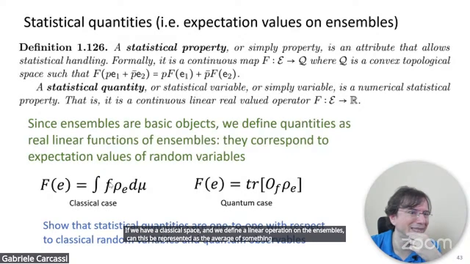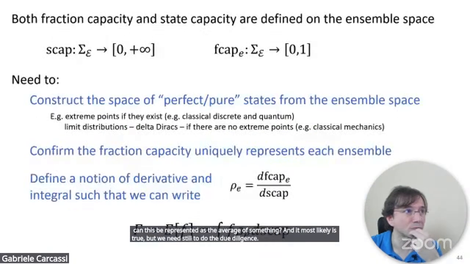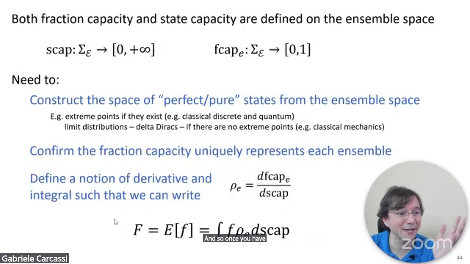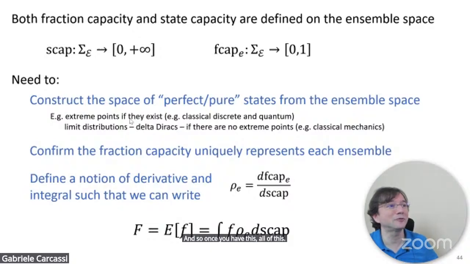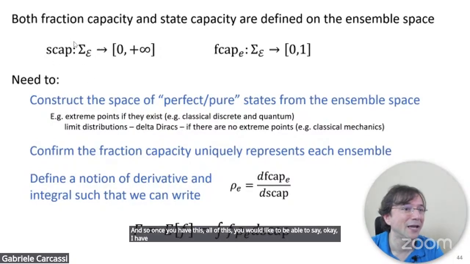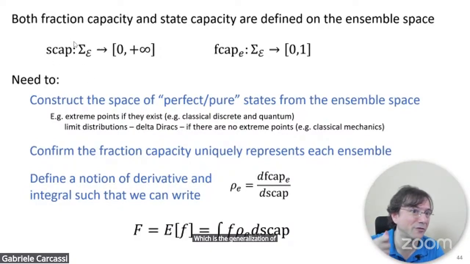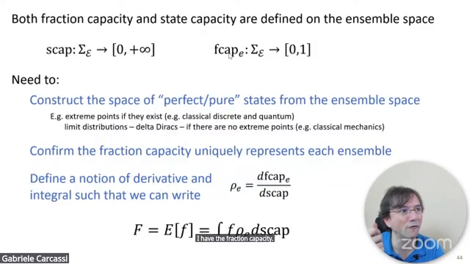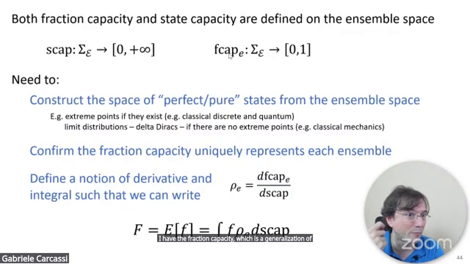And it most likely is true, but we still need to do the due diligence. And so once you have all of this, you would like to be able to say, okay, I have a state capacity, which is the generalization of the Liouville measure that counts the states. I have the fraction capacity, which is a generalization of my probability measure.